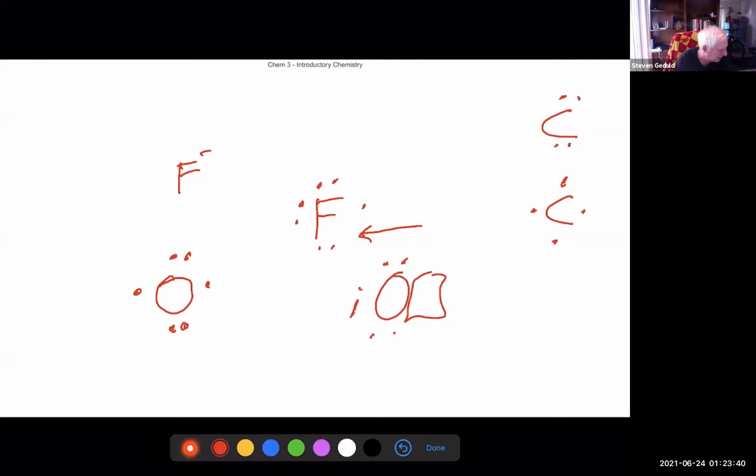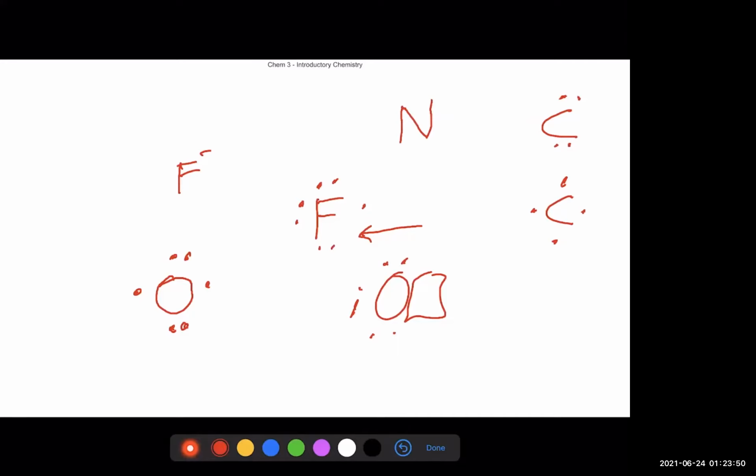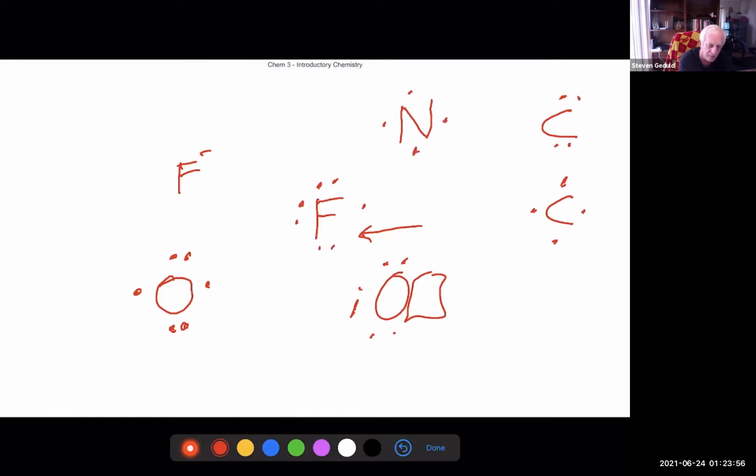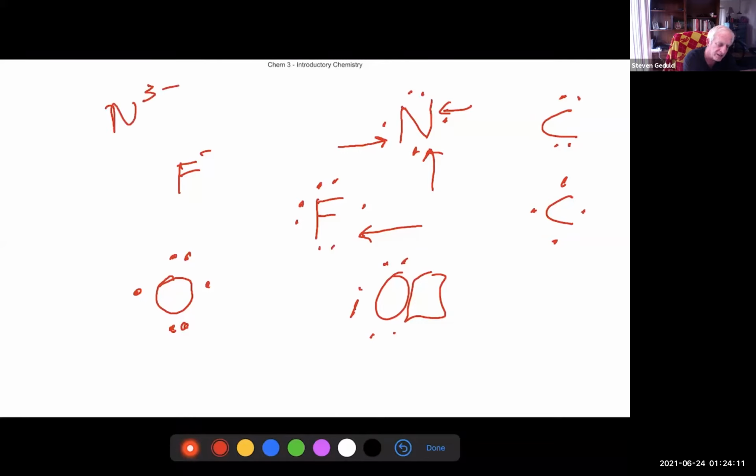All right, let's do one more. How about nitrogen? Someone tell me how many valence electrons nitrogen has, then we'll go on. 5. Perfect. So you write 1, 2, 3, 4, and you pair one up. That's 5. So that's why nitrogen is going to accept 3 electrons: 1 there, 1 there, and 1 there to give you 8. That's why nitrogen is N3 minus as an ion.